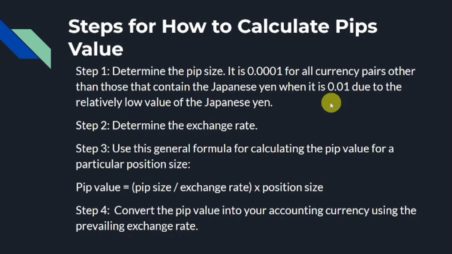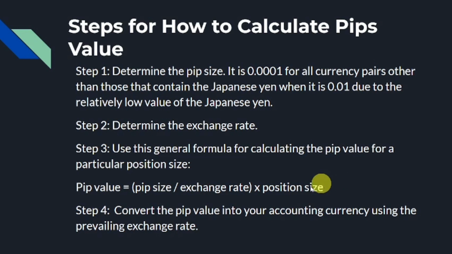So number 3 is use the general formula to calculate the pip value in a particular position. So pip value will be equal to the pip size, you understand, 30 pips, 40 pips, over the exchange rate. You should know your exchange rate, probably if it's dollar 0.10 or so, times the position size. How many lots do you open? Do you open one standard lot? Do you open 10 standard lots? Did you open 0.01 lot of the trade? That is the position size, you understand?